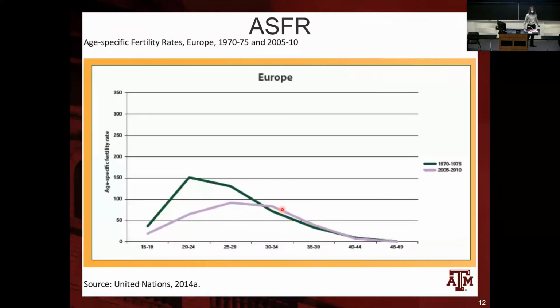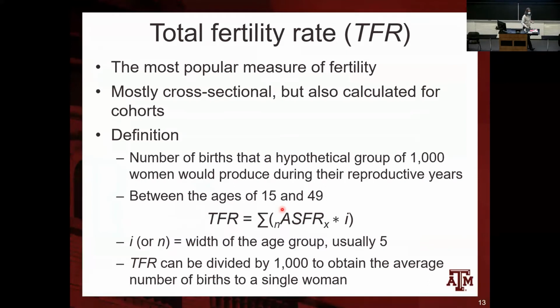This is too much information, right? Too much data. Like seven rates of fertility, because we have the seven age groups. Can we summarize them in one single indicator? We usually summarize the age-specific fertility rates into the total fertility rate, which is the most popular measure of fertility.